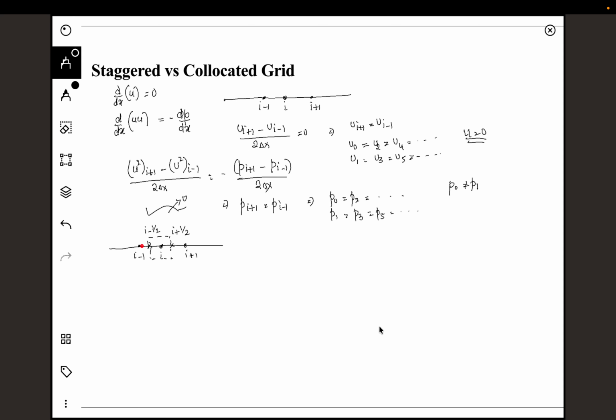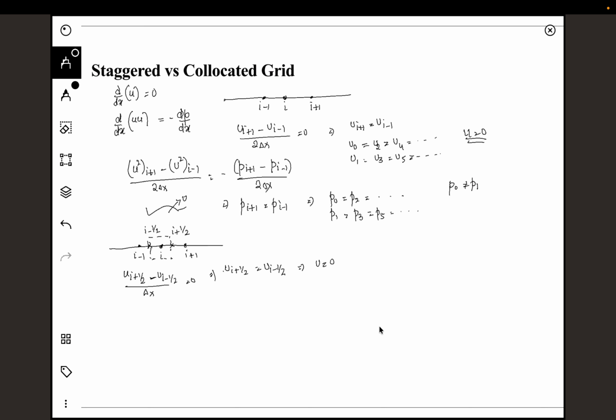So instead of i plus 1, i minus 1, I will do the central differencing between the faces. That will give me ui plus half minus ui minus half by delta x equals 0. So this will give me ui plus half is the same as ui minus half. Because each and every face will be included in this grid, all the values of u will be 0. So this implies all u will be 0.